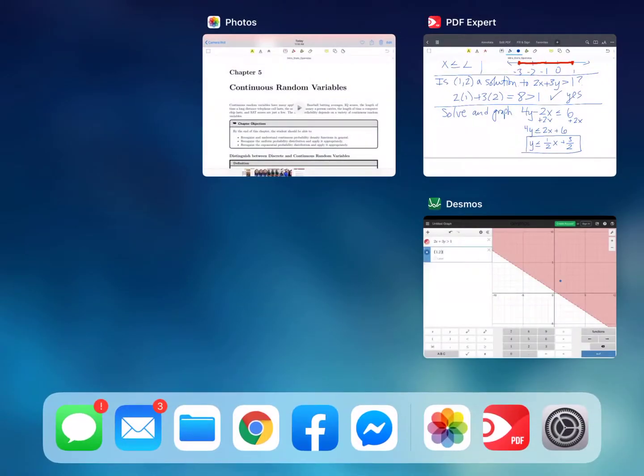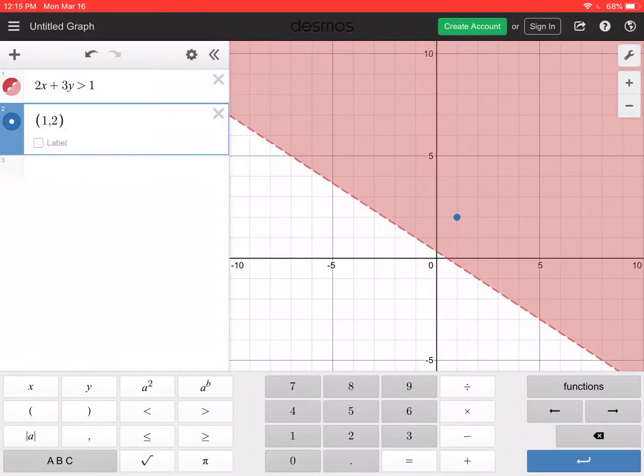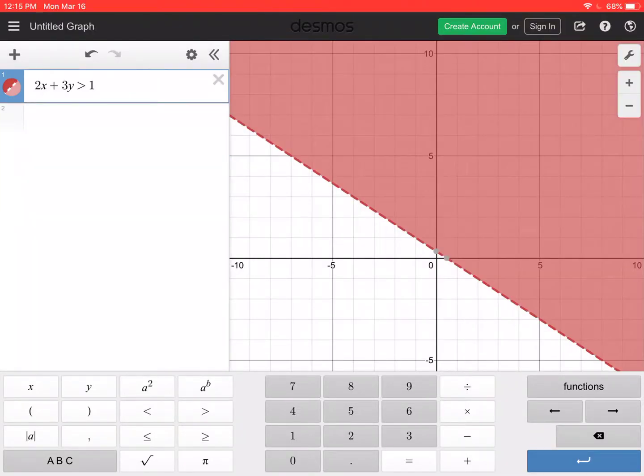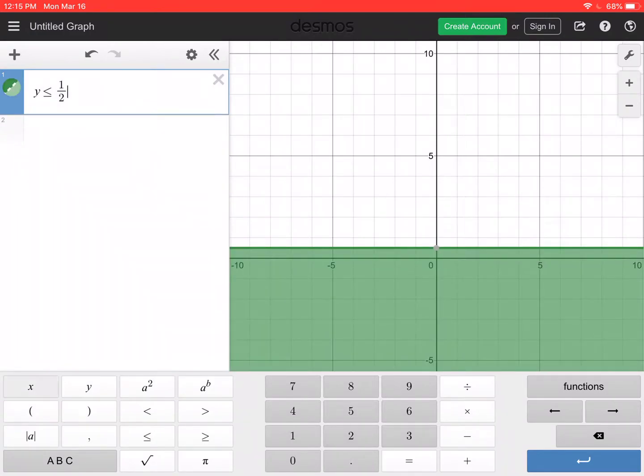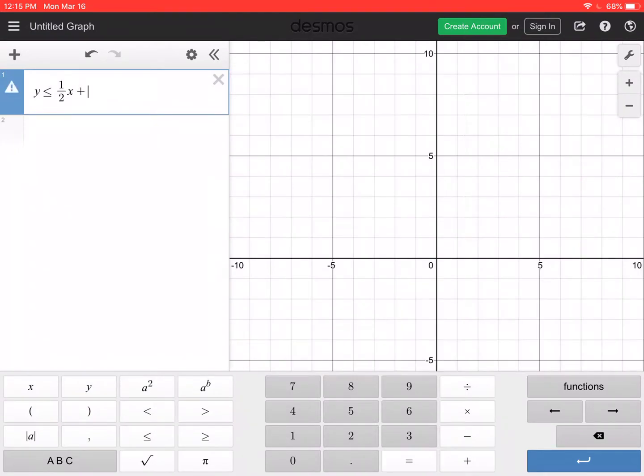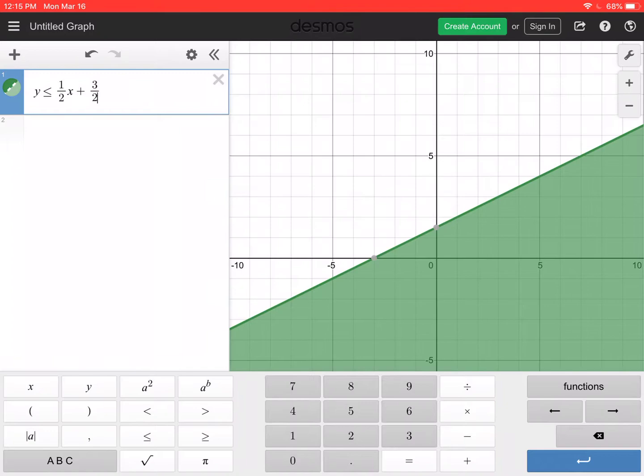And now we can use Desmos to determine any solution that we could possibly want to this. So we have y is less than or equal to 1/2 x plus 3/2. And notice again, because it's or equal to, we do include the line in this case. And now we have every possible solution below this line.